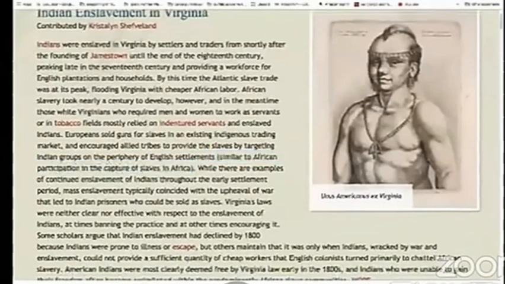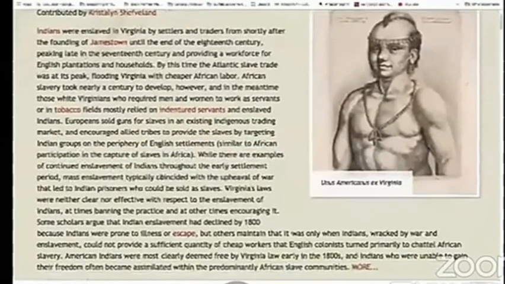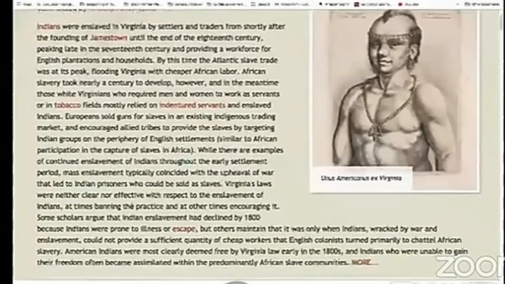While there are some examples of continued enslavement of Indians throughout the early settlement period, mass enslavement typically coincided with the upheaval of war that led to Indian prisoners who could be sold as slaves, POWs. Virginia's laws were neither clear nor effective with respect to the enslavement of Indians, at times banning the practice and at other times encouraging it.